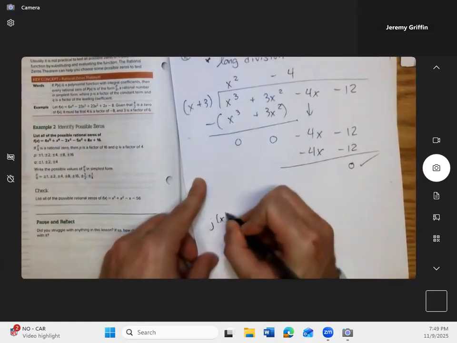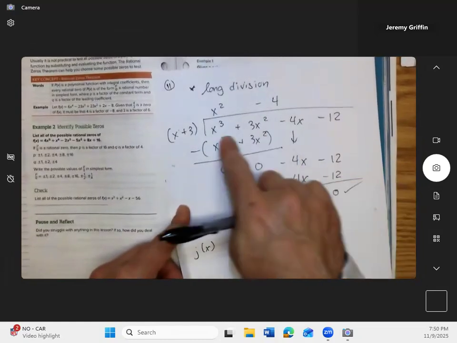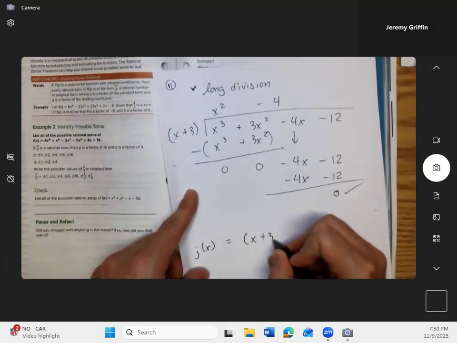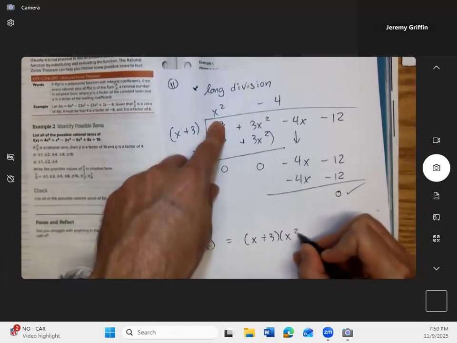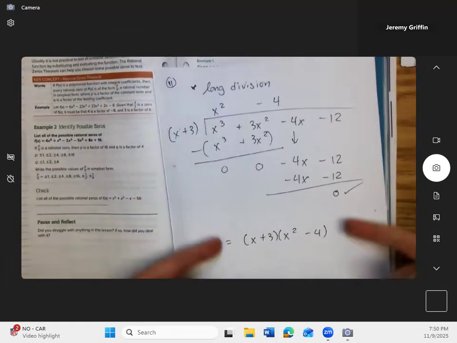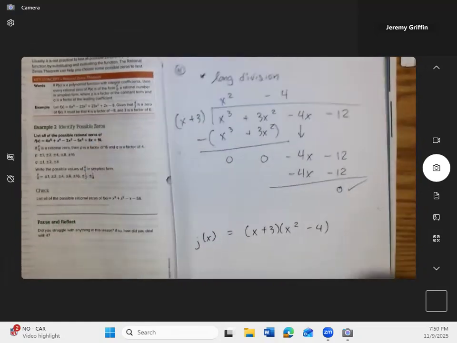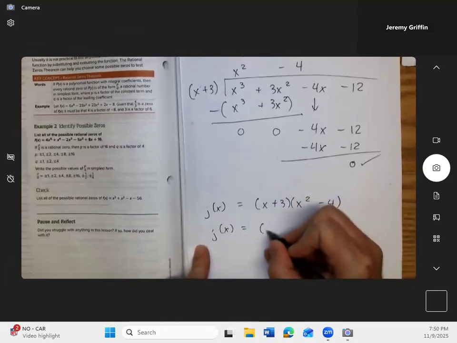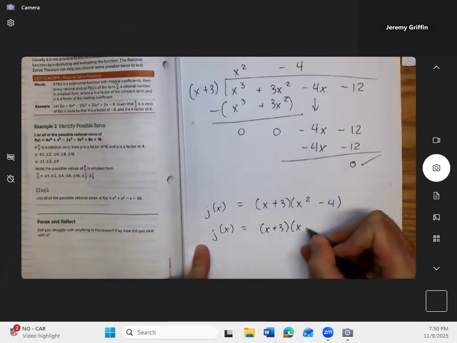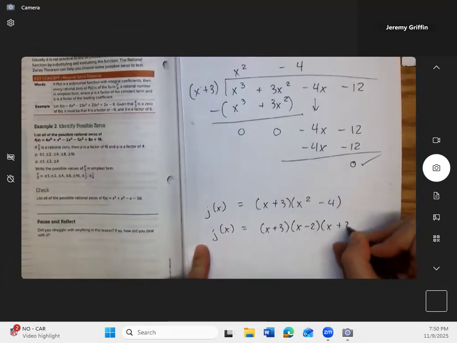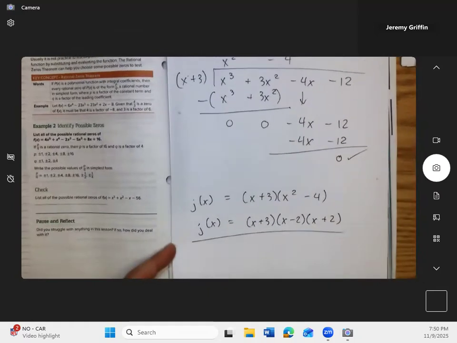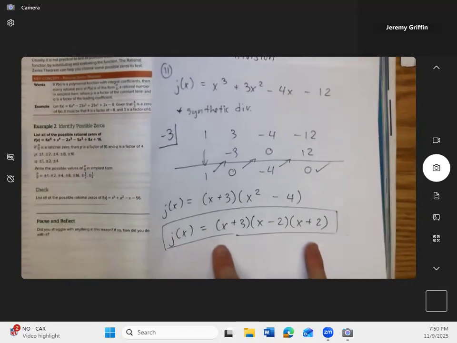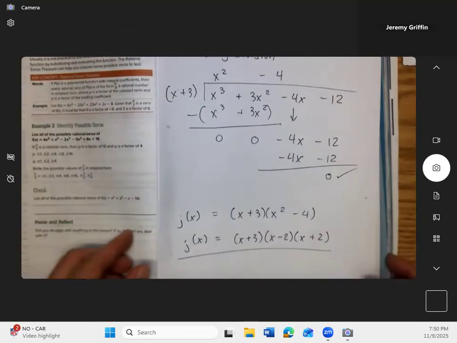So if I say, what is j of x? Now, j of x, of course, is this whole polynomial in standard form. But I just found out what it looks like as I'm starting to factor it. It could be x plus 3, and then here's what I'm left with, x squared minus 4. This is the same thing as this. And then just like before, I can say, oh, well, I could factor that last binomial. So x plus 3, x minus 2, x plus 2. There you go. That's it. Same thing we got before. There's the synthetic division version. There's the long division version. It's the same thing. All right.